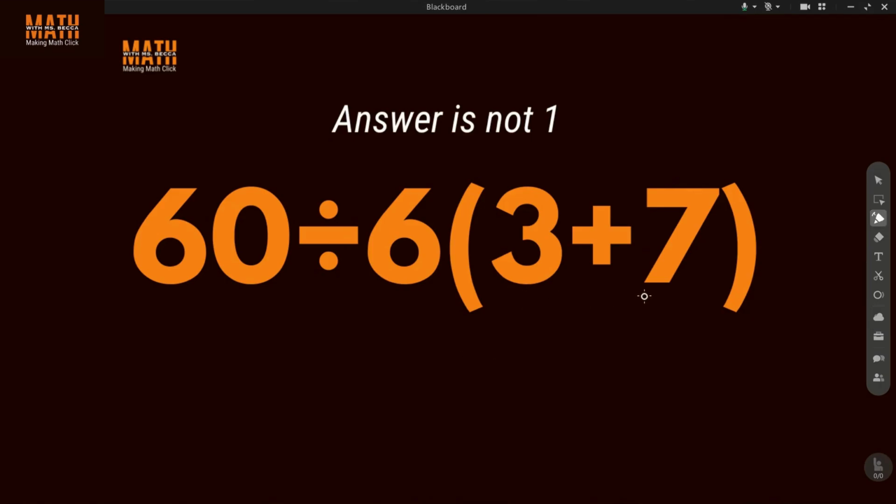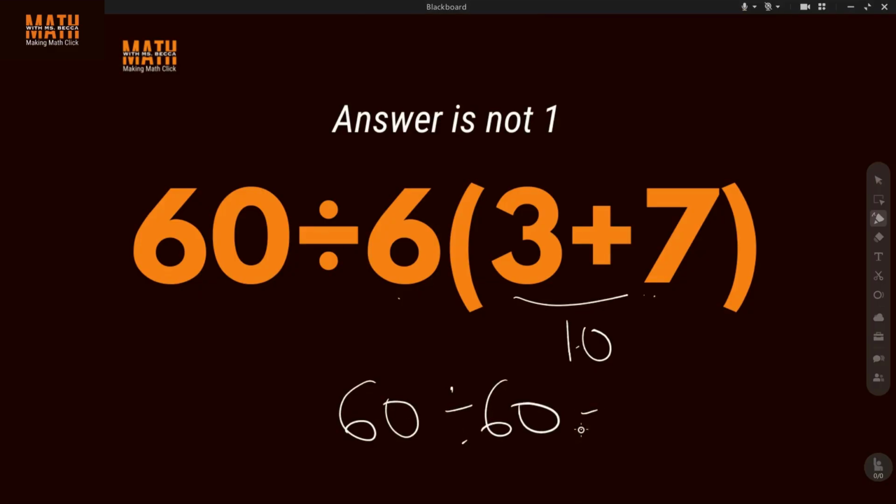3 plus 7. We solve what we have in the parentheses first, and this gives 10. 6 times 10 is 60. So that means 60 divided by 60 equals 1, which is wrong.